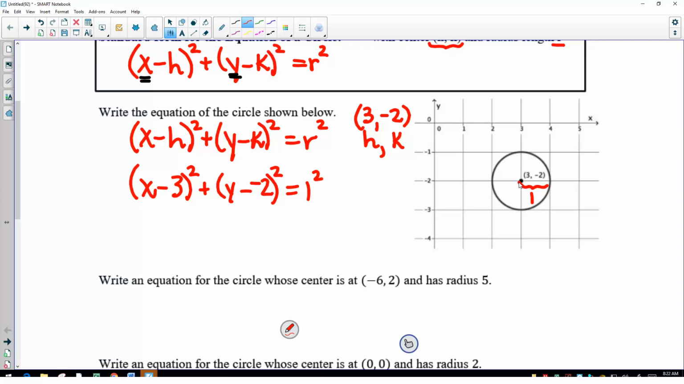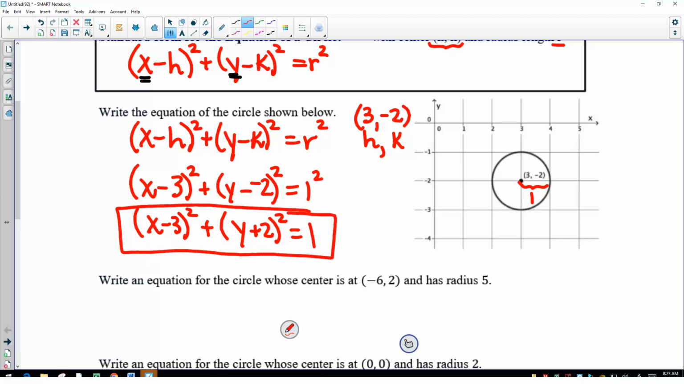Now we do want to simplify this a little bit. So the first thing, we don't really have to do too much with our first parenthesis. Our first factor, we're going to leave it as x minus 3 squared. That's good. And our second one, we have minus a negative, so we do want to simplify that to be plus a 2. And then we do want to square out the radius. 1 squared is going to leave us with 1. So here is our equation of the circle, centered at 3, -2, and it has a radius of 1.